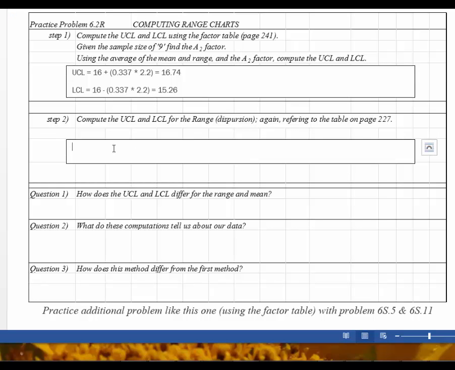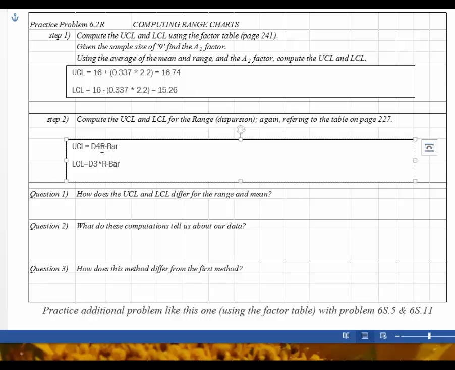So remember from before, the upper control limit for the range is going to be the D4 factor times R bar, and the lower control limit will be the D3 factor times R bar. And I'll fix that up here real quick.